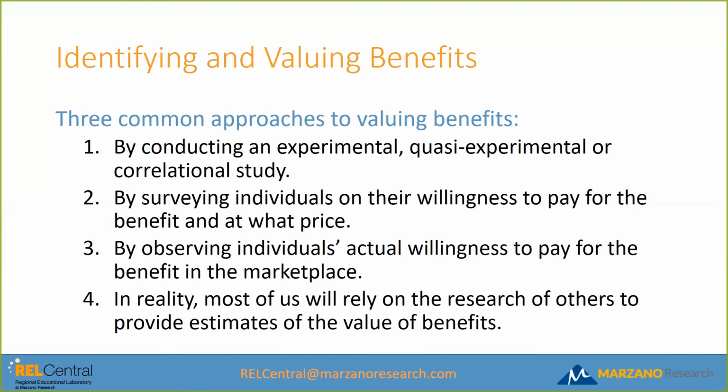And a correlational study is just a simpler approach, say, a regression that looks at a correlational relationship between, say, an intervention and an outcome. So that's one way of doing it. Another way of trying to value benefits is to ask individuals how much they're willing to pay for that benefit. So if their students engage in some sort of intervention, what is that worth to the parents if they were required to pay for that?